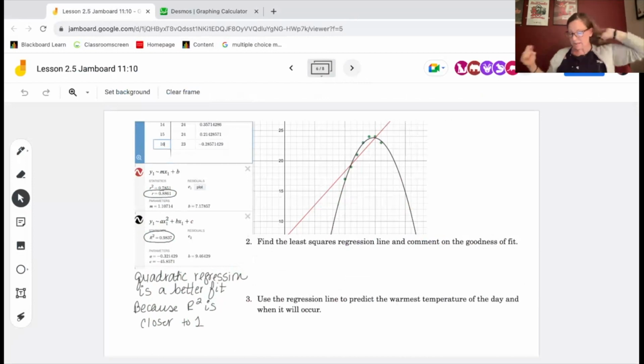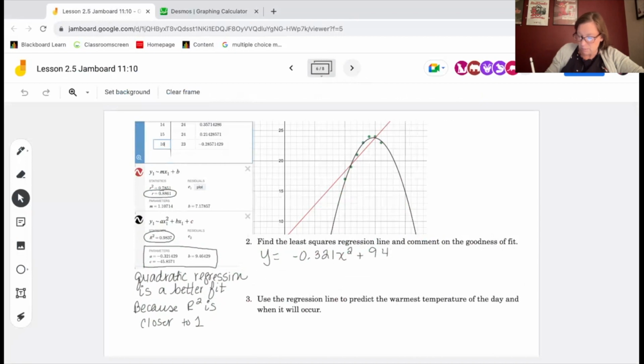So then what is that least squares regression line? What is that equation? Notice these parameters. It gives us what our A, our B, and our C values need to be. Thus, our equation is y equals ax squared, so negative 0.321 rounded to 3 decimal places, x squared, plus bx, 9.464 x, plus c, in our case it was negative, so minus 45.857.